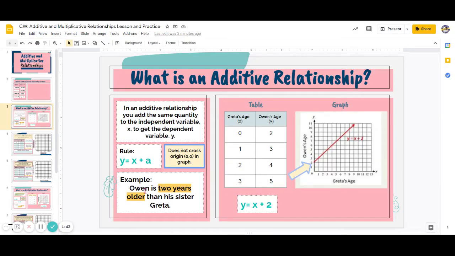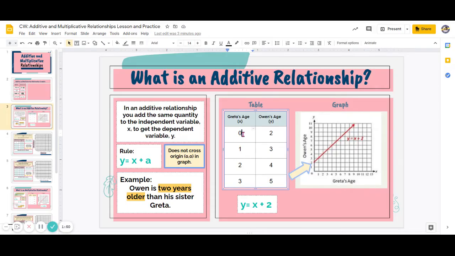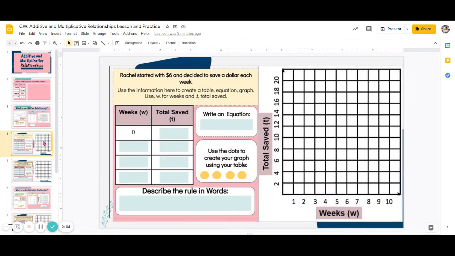For example, Owen is 2 years older than his sister Greta. So when Greta's not even 1 yet, Owen's going to be 2. When Greta turns 1, Owen turns 3. I'm adding 2 each time from x to get to y. So let's do some examples.